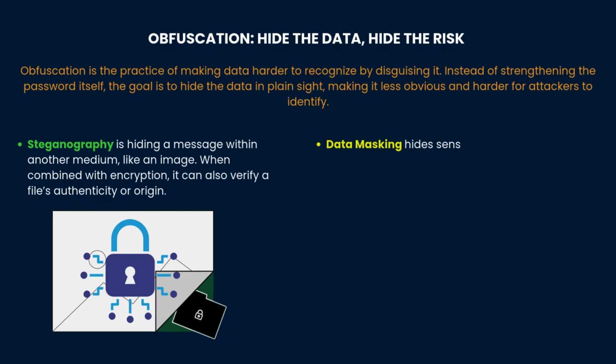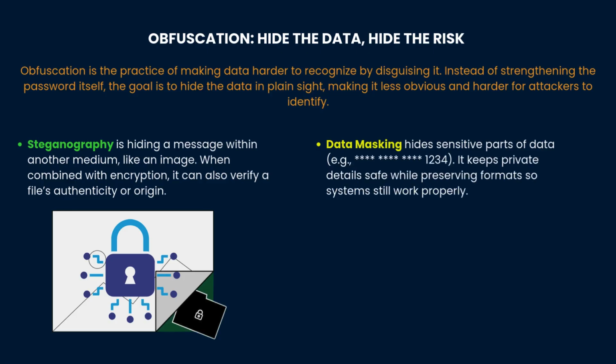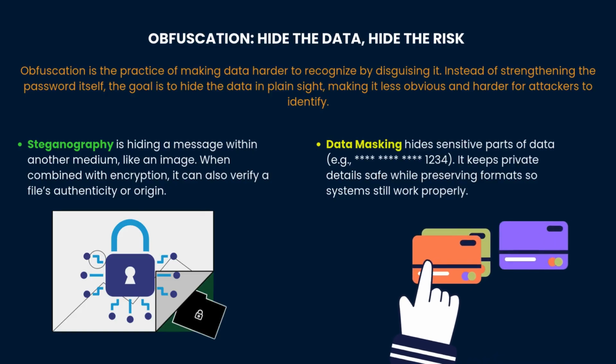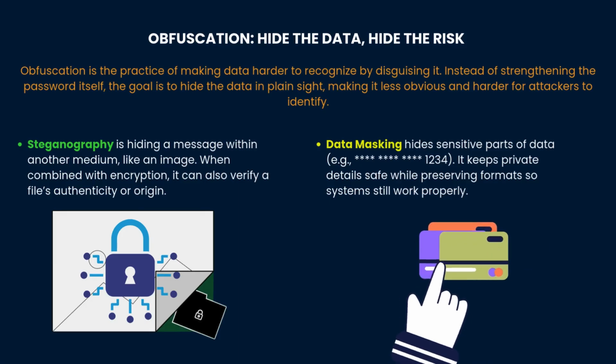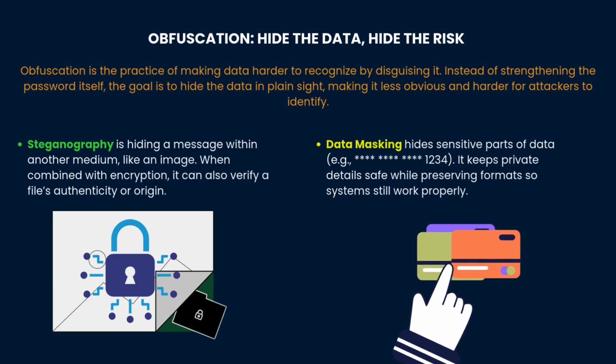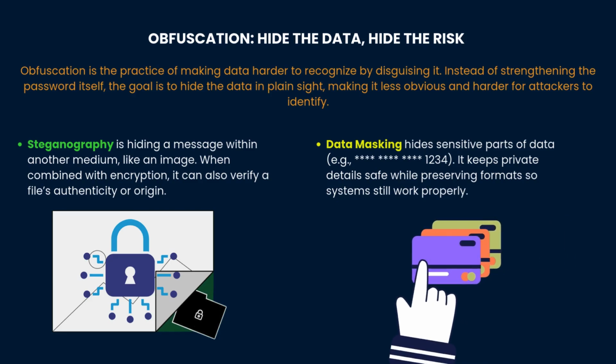And then you have data masking. This is where we blur or redact the sensitive part of the data. You've seen this in action. For example, this type of credit card with asterisks except for the last 4 digits. Or a phone number doing the same thing with asterisks except for maybe the last 4 digits. Masking lets you use or analyze data while keeping private details safe. It can also preserve formats so your software doesn't break.